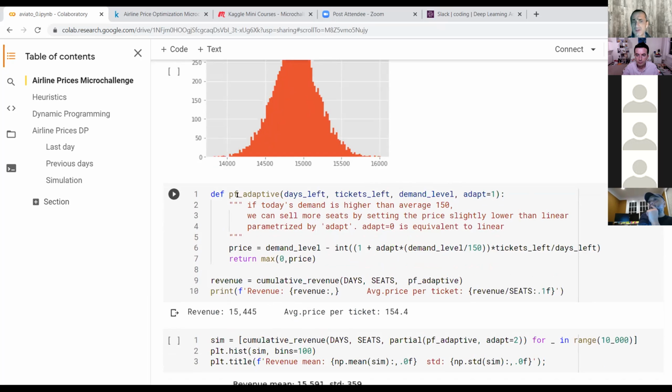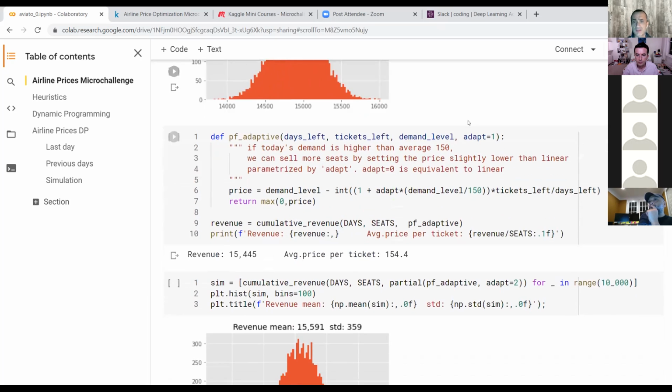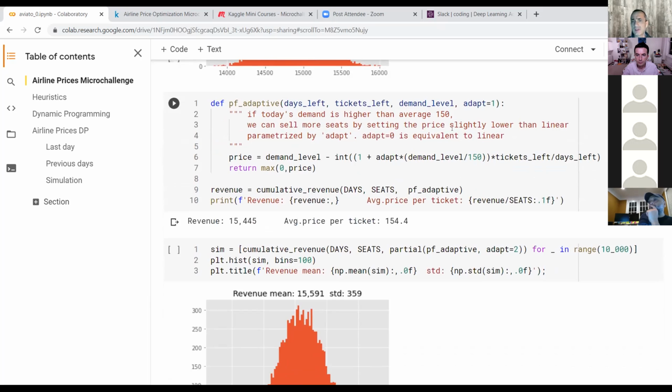And this pricing function, adaptive, this is exactly what it does. Basically, I introduced an ad hoc coefficient called adapt, which is, if the adapt is 0, it's basically the same as linear, but the higher the adapt, the more you try to sell on the high demand day, and the lower you try to sell on low demand day. So basically trying to adjust to this random demand.